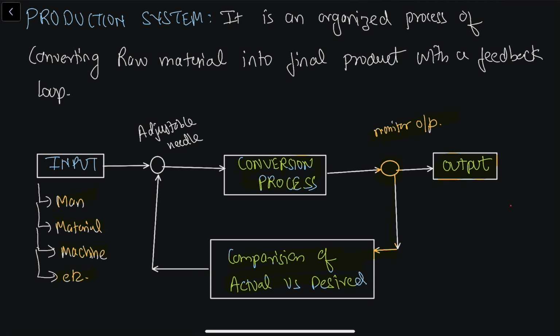If it's bad quality, they will check whether the nut is as per our design. If not, it goes to the adjustable needle, where they see why we are failing to build the nut and what issues are coming up. The feedback helps you build the model in a better way. That's the idea. So a production system is again an organized process where we convert raw material into a final product with a feedback loop.